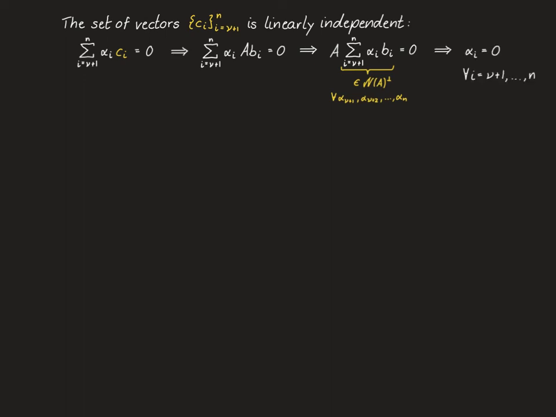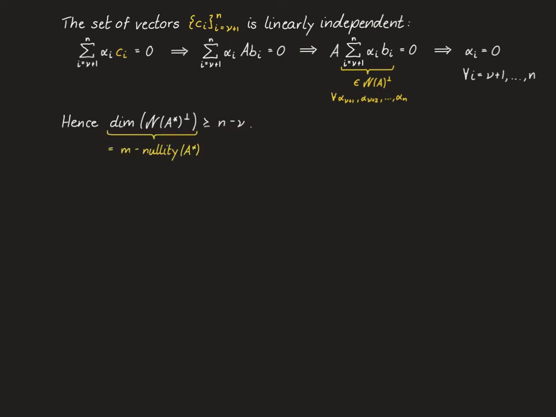And therefore, the only way for this expression to be 0 is for all of the alpha i to be equal to 0. Hence, what we have found is n minus nu linearly independent vectors which are in the orthogonal complement of the null space of A star. And therefore, the dimension of the orthogonal complement of the null space of A star is greater than or equal to n minus nu.